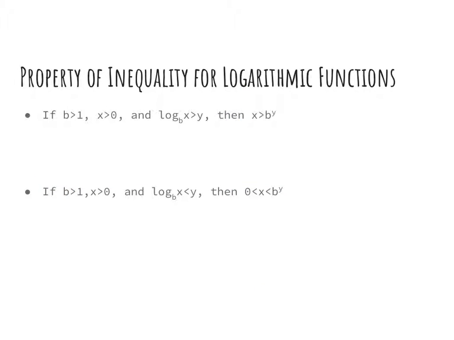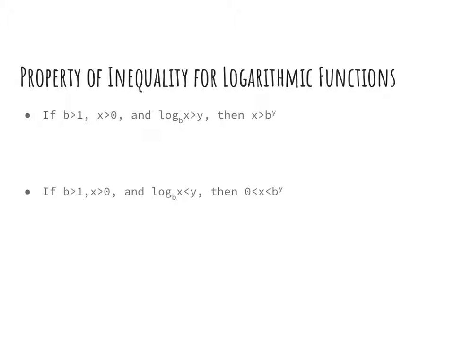Next, we're going to look at the property of inequalities for logarithmic functions. If b is greater than 1 and x is greater than 0, and the log base b of x is greater than y, then x is greater than b raised to the y. If b is greater than 1 and x is greater than 0, and the log base b of x is less than y, then we would say 0 is less than x, which is less than b to the y.